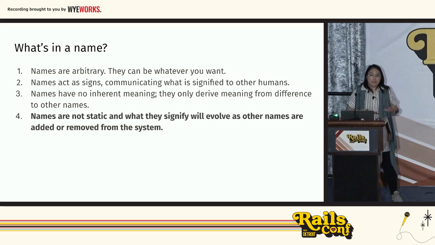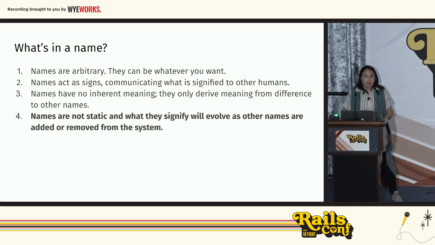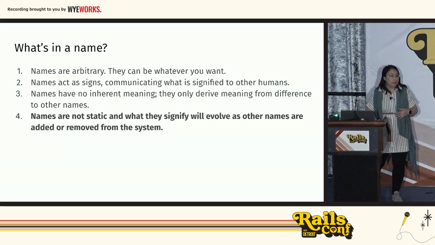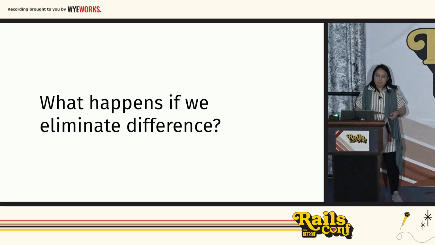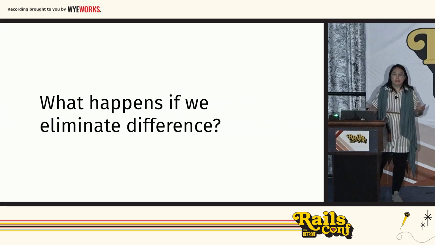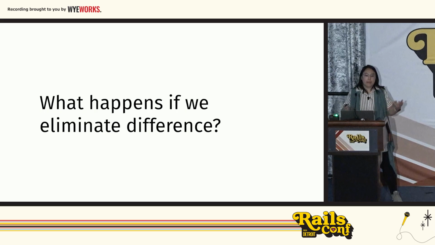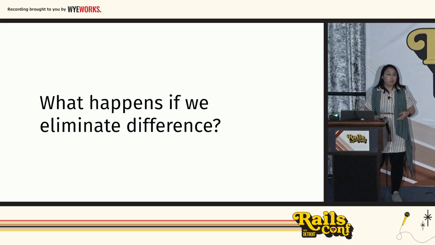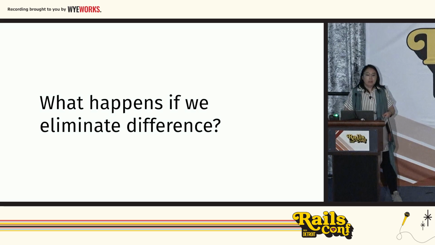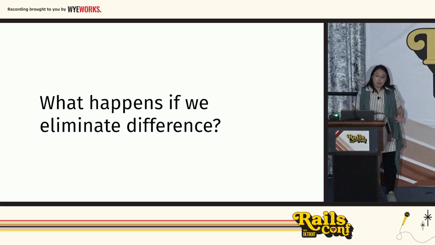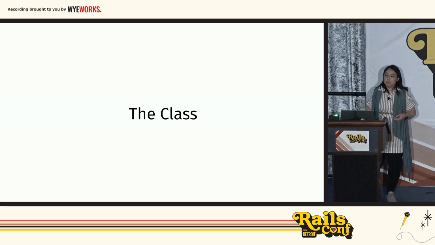And so names are not static as signs. What they signify will evolve as other names are added or removed from a system. And what happens if we eliminate differences? Luckily, in the global scope, a variable or method name cannot be reused without overriding its definition. Right? It can only mean one thing. However, names can still be reused when we consider different scopes, which brings us to the class.